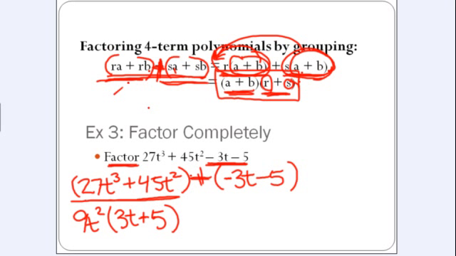Now let's look at the second group. At first glance, I can see they don't have any common factors. 3 and 5 don't anyway. There's not more than one t in there. But I do see they're both negative. And because I want this to factor into something that has 3t plus 5, I do want to factor out a negative 1, which will change my factor into 3t plus 5.